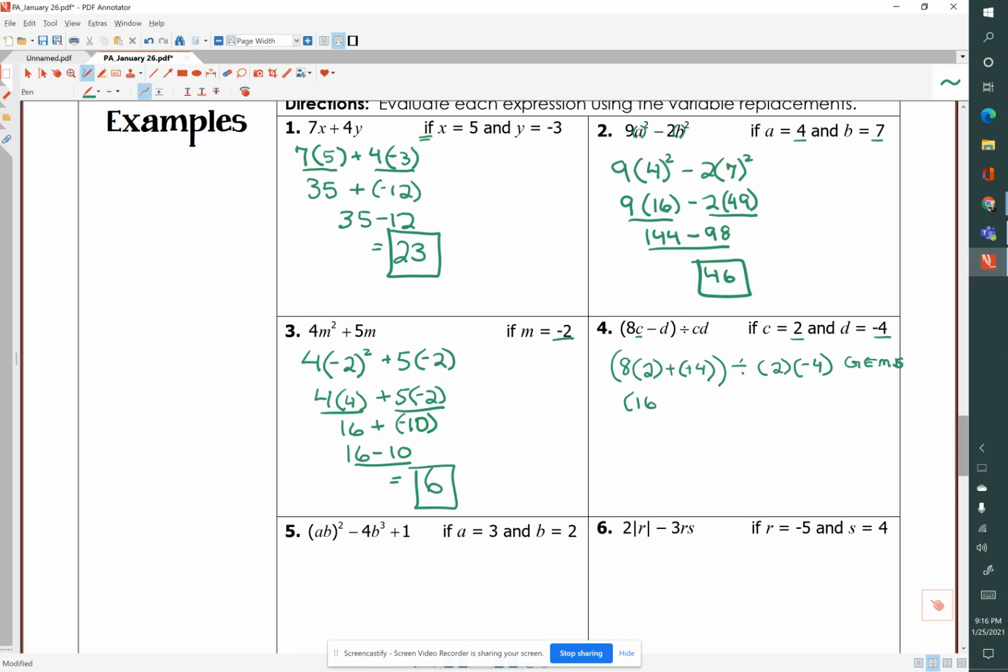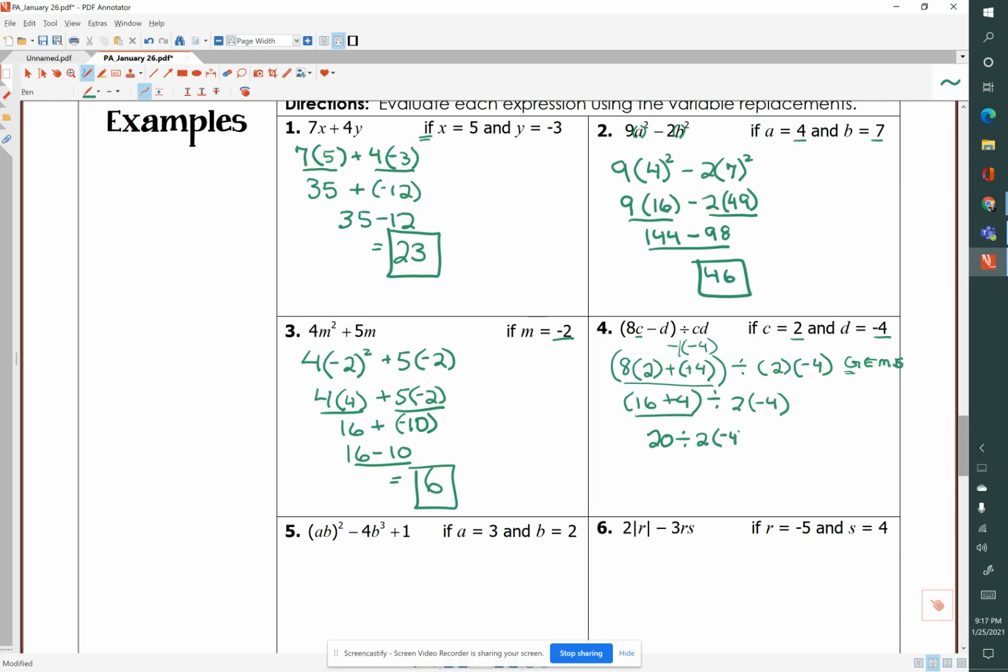And why am I doing subtraction or addition already? Two things. First of all, this is inside a grouping symbol, so I'm doing the grouping symbol. The second thing is, subtracting -4 is the same as multiplying -1 times -4, which would be a +4, which we divide by 2 times -4. Okay, so still working in those grouping symbols, we have 16 plus 4 is 20, divided by 2 times -4.